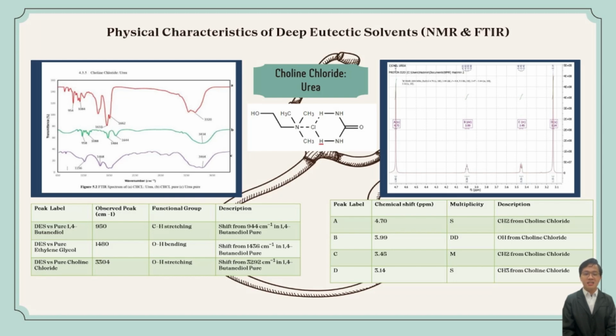Finally, Peak D at 3.14 ppm is a singlet corresponding to the CH3 group from choline chloride, suggesting non-neighboring hydrogen influences. This NMR result confirms the presence and structural composition of the components, providing crucial insight into their purity and potential chemical behavior.